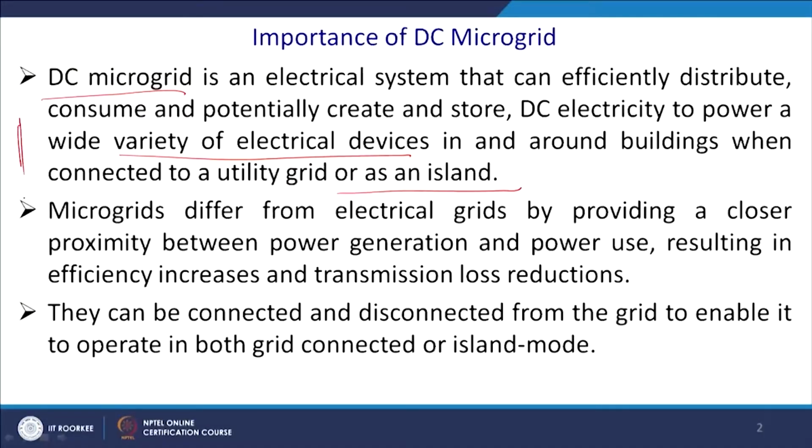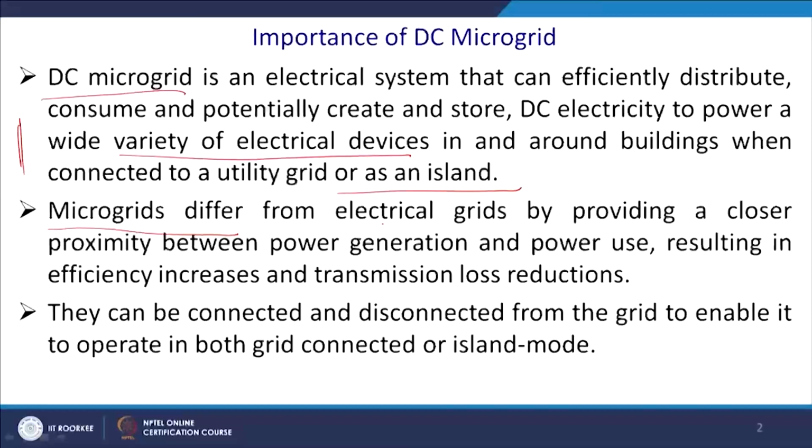This is one of the entities, and with the penetration of solar and storage devices like batteries, it is better to have a direct DC to DC conversion instead of multiple point conversions of AC to DC or DC to AC. The microgrid differs from the electrical grid by providing close proximity between the generator and the power use, resulting in increased efficiency and reduced transmission loss.